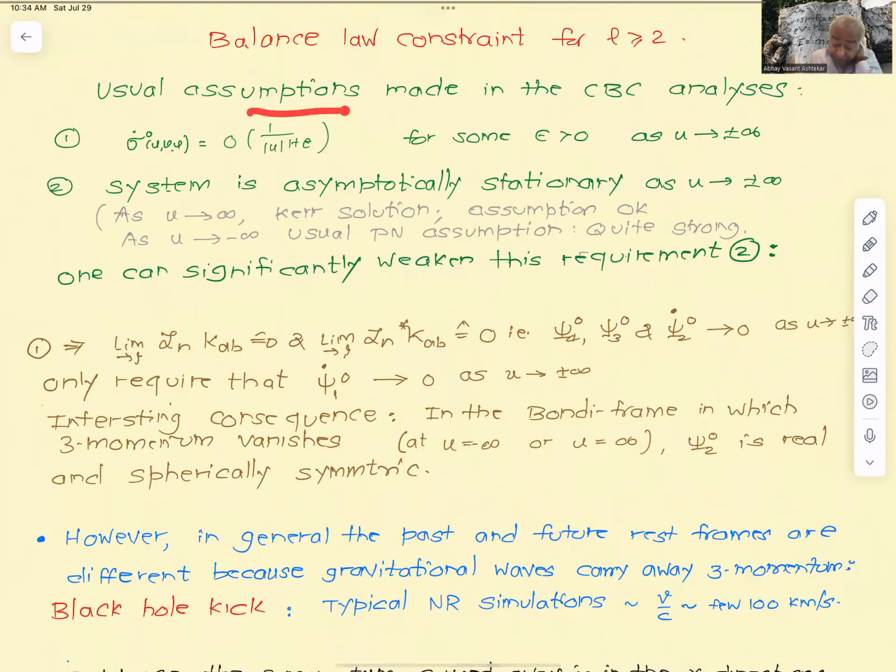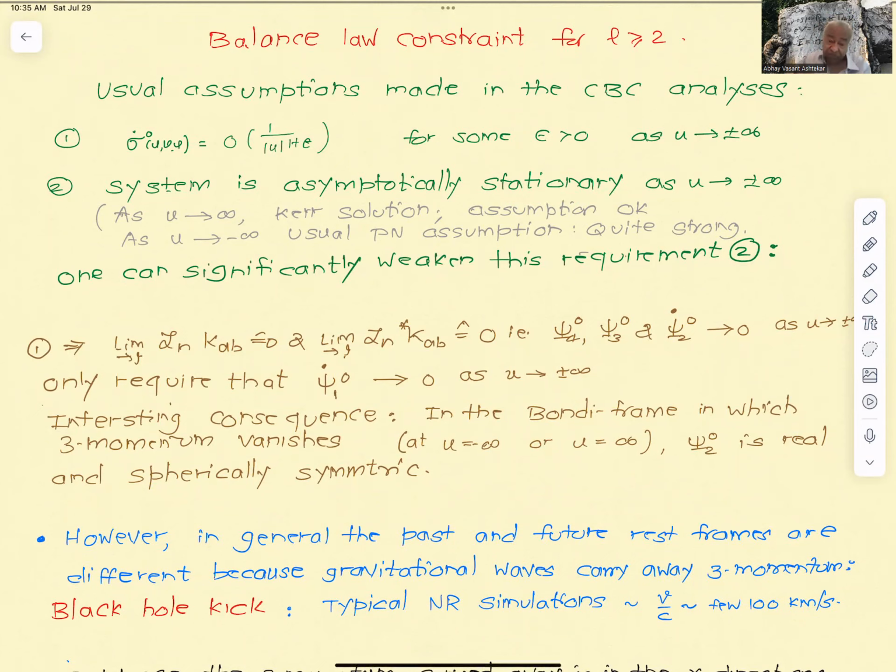Now, the usual assumption that is made in the compact binary coalescence analysis is that, as I said before, the news function dies faster than 1 upon u, so that the total energy radiated away and angular momentum radiated away is finite. And then the system is asymptotically stationary. I mentioned that before, that all these post-Newtonian models assume that the system is stationary in the distant past. In the distant future, it is approaching curved space-time, so it is stationary.